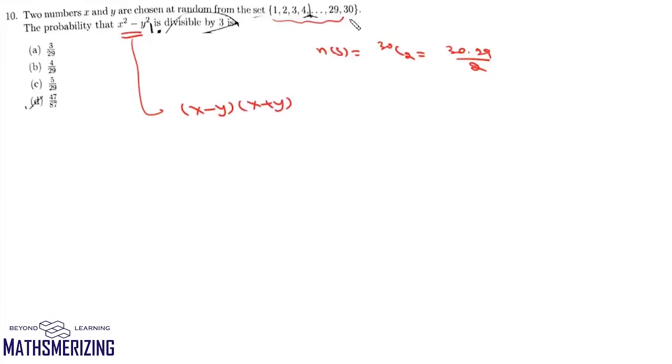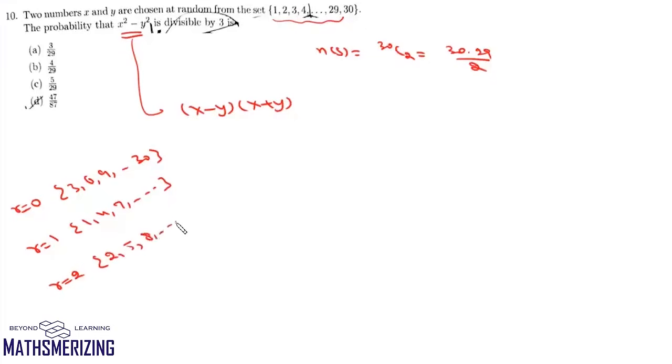Now what we'll do is we'll partition this set into 3 subsets. Set 1, which are multiples of 3, so it'll be 3, 6, 9 up to 30. Then numbers which leave the remainder 1, so it'll be 1, 4, 7. And then numbers which leave the remainder 2, so it'll be 2, 5, 8 and such numbers. So there'll be 10 elements in the first set, 10 elements in the second set, and 10 elements in the third set.